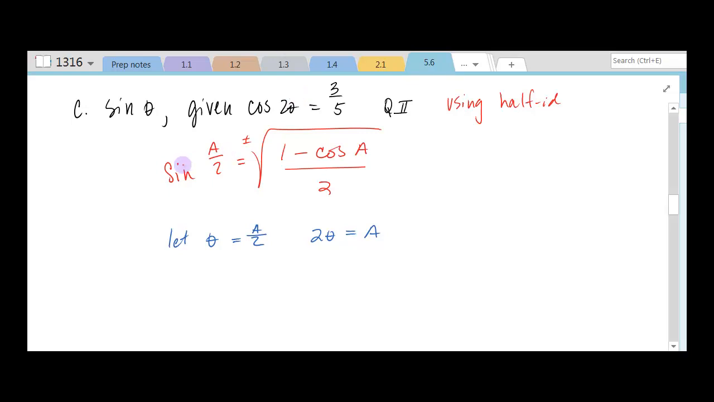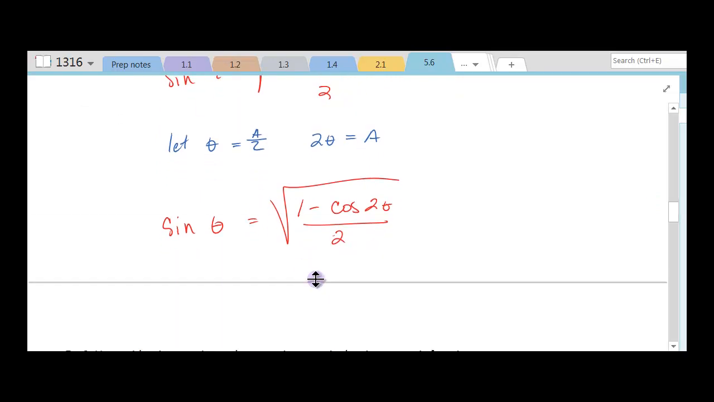So let's rewrite the half angle identity substituting in. The sine of theta in this case, because theta is a over 2, equals the square root of 1 minus the cosine of 2 theta, because 2 theta is a, divided by 2. We're in quadrant 2, so we know sine is going to be positive. So we'll leave it like that. Now that I have rewritten this in a form that's going to be useful for this problem, I can replace the cosine of 2 theta with 3/5.